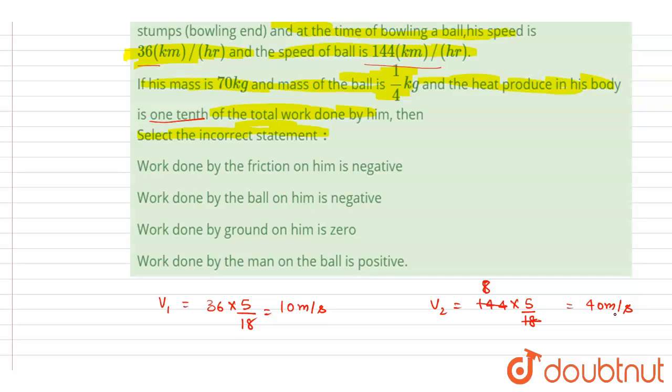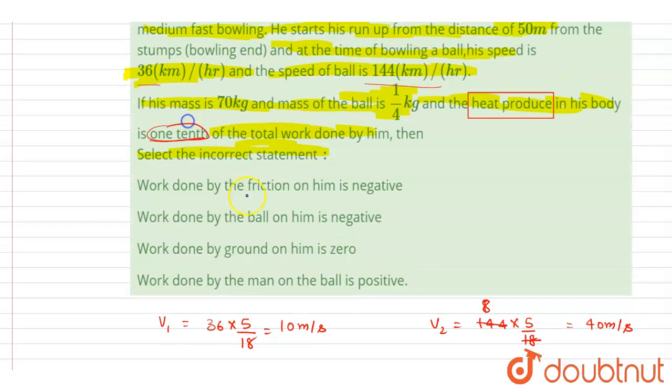Now it is given in the question that the 1/10 of the work done by the friction force on him is negative, work done by the ground on him is 0, and work done by the man on the ball is positive. So if you see, the ball kinetic energy is increased. That is because of the man, right? If you see, initial kinetic energy of the ball was 0, and if I write down the work done by the man on the ball, it is change in kinetic energy of the ball. That's it. And you can feel already the final kinetic energy of the ball is positive, whereas the initial kinetic energy was 0. Initially the ball was at 0 kinetic energy.